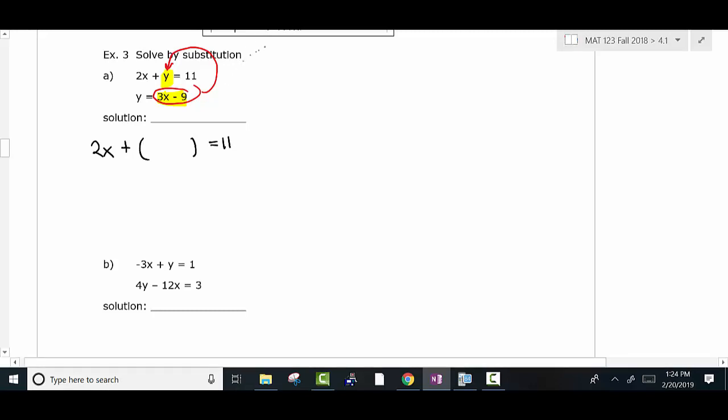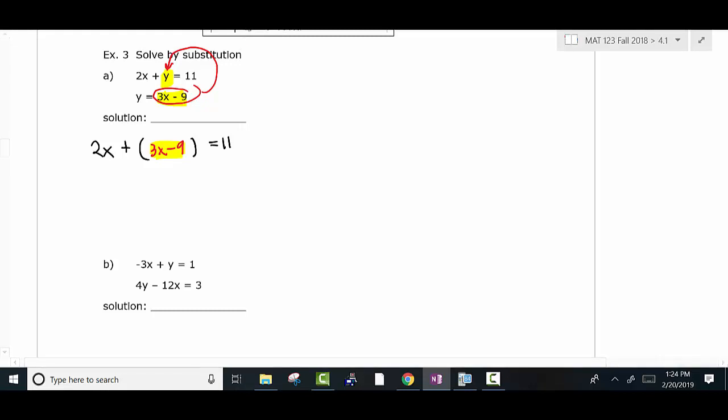What goes there is going to be the 3x minus 9. Again, all I'm doing is taking 3x minus 9 and plugging it into the other equation. Does that make sense? Sometimes students don't see that if they've never seen that before in their life. That's why we call it substitution. Plug one thing into the other.